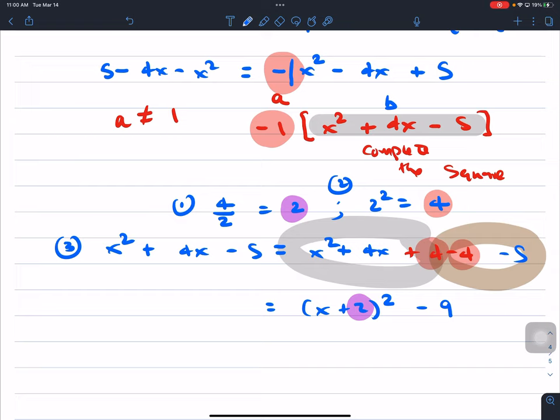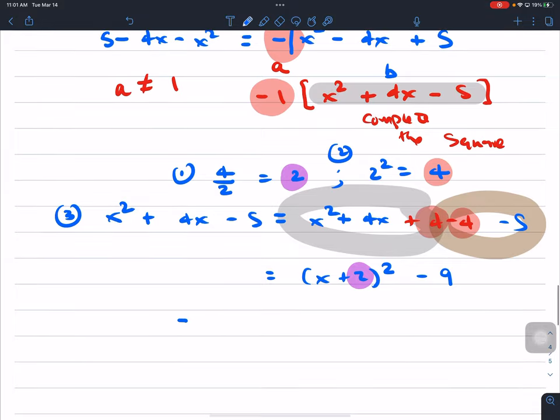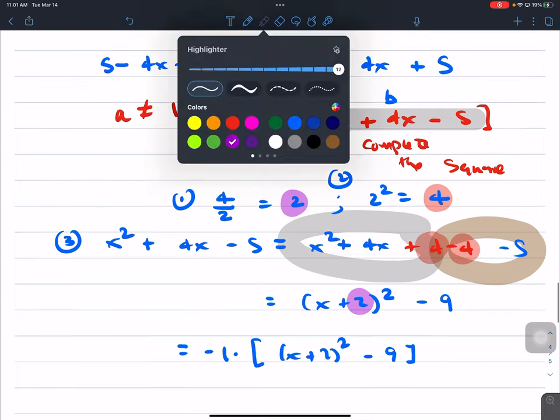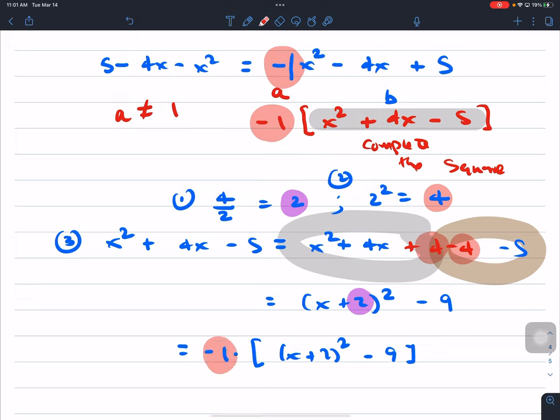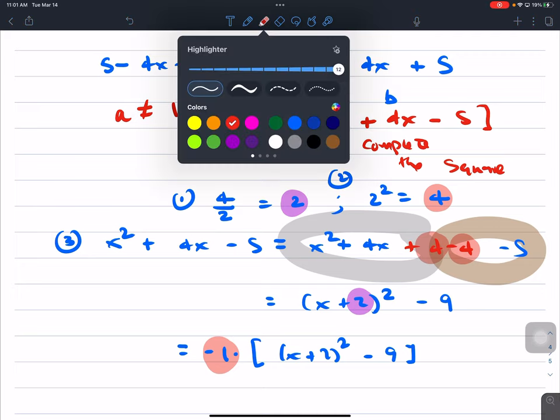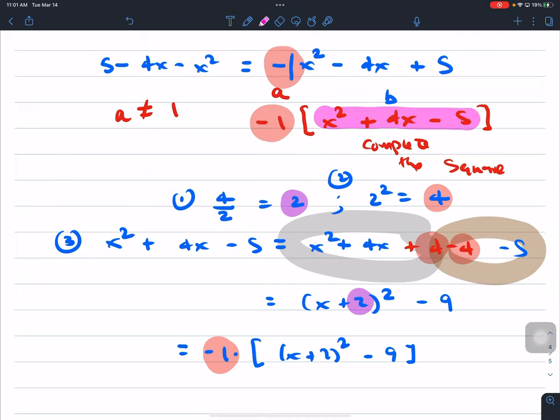Now, that expression we just found goes right in here. You say where? That means that this is going to be negative 1 times x plus 2 squared minus 9, because that negative 1 factor, you're going back way over here to replace that. Maybe use pink. This is what you just found.